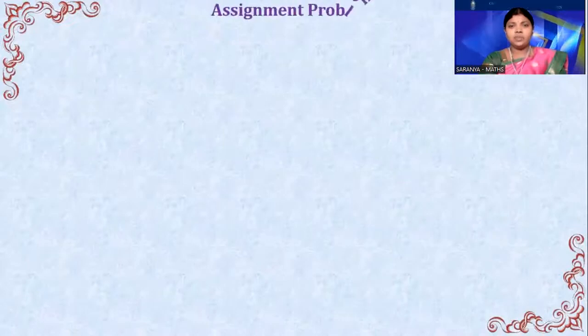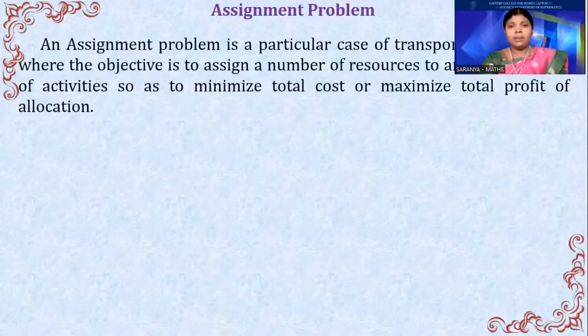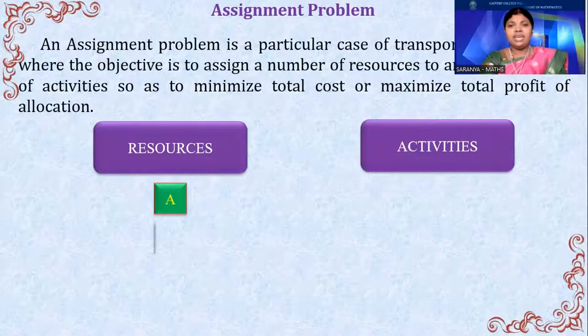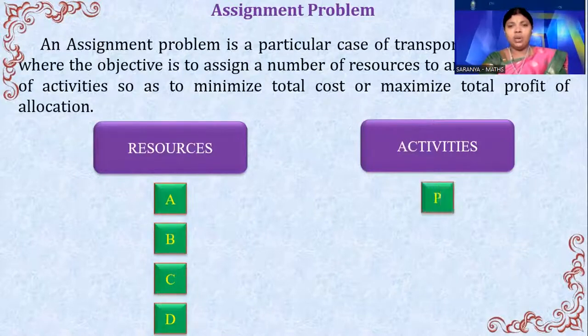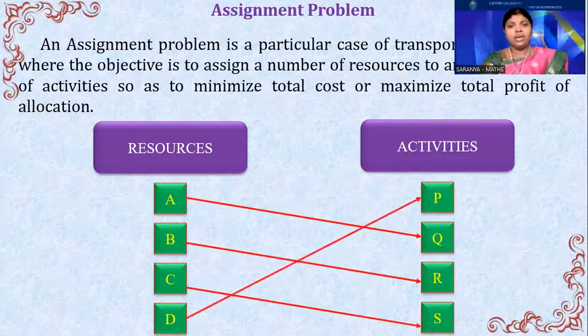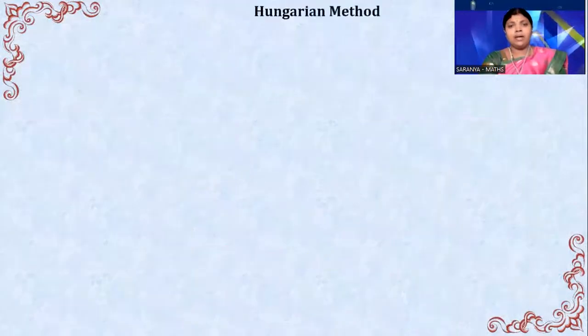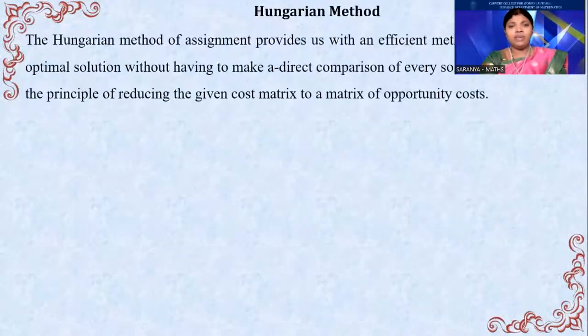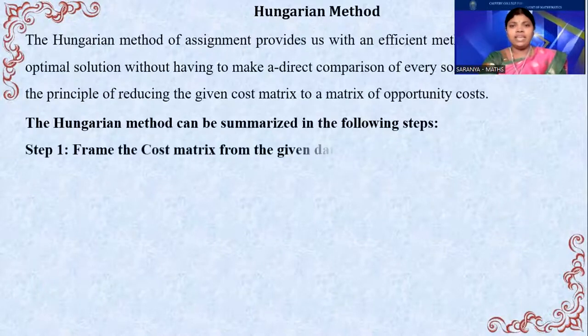In this module, we shall discuss what an assignment problem is and what an effective method to solve an assignment problem is, with an example. Let's get into the module. An assignment problem is a special type of transportation problem in which the objective is to assign an equal number of resources to an equal number of activities in order to minimize the total assignment cost. An effective method to solve an assignment problem is the Hungarian method.